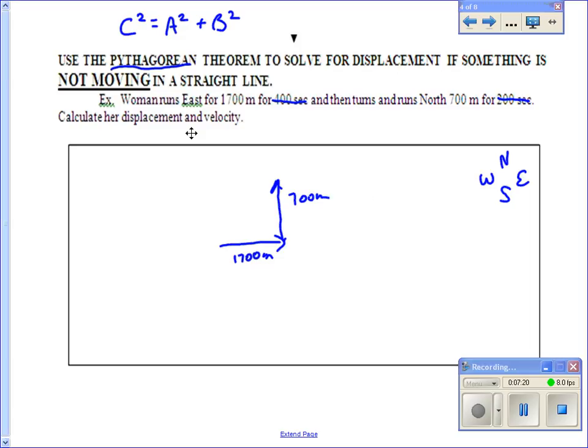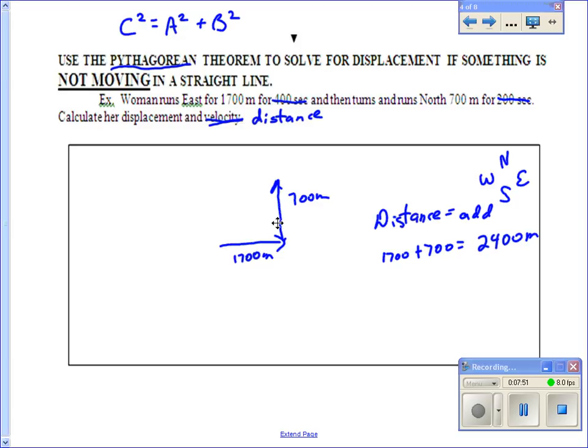And what we want to do, scratch out the word velocity. Again, this originally went with a different worksheet, and I forgot to make that change. We're going to solve for distance and displacement on all these. All right, so distance. Remember, distance, we simply add them up. So to do that, it's 1,700 plus 700, and that equals 2,400 meters.